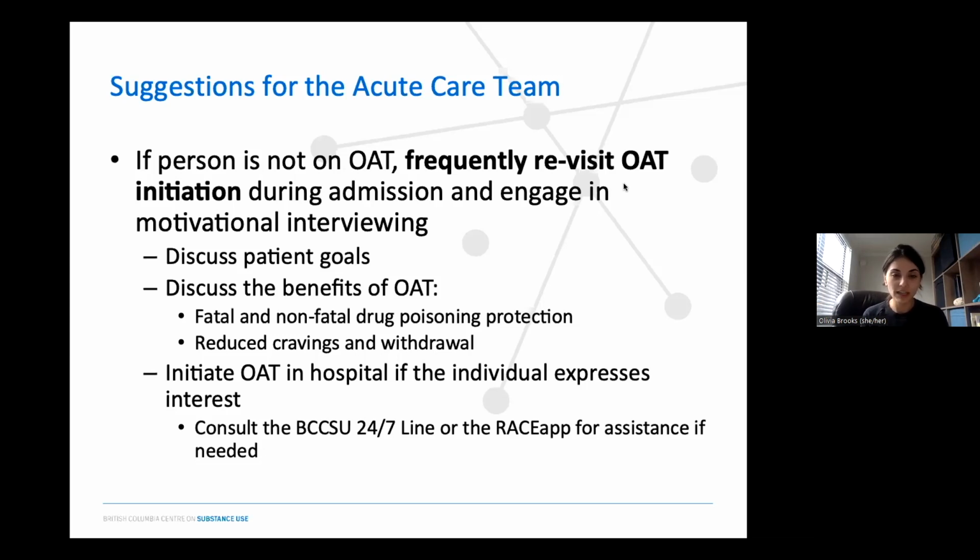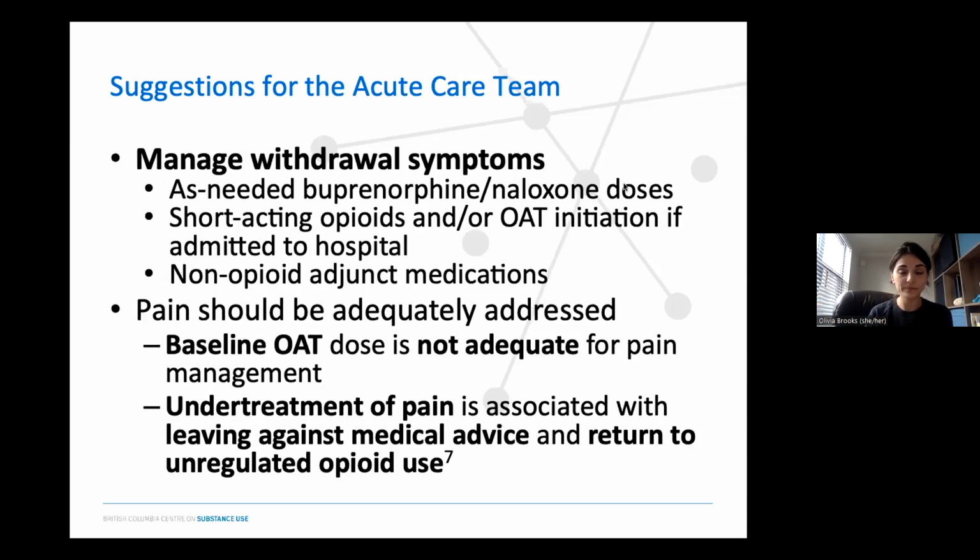If you need any help with doing this, like if you don't have that much experience with OAT, but the patient is saying that they want to try it in hospital and it's appropriate, then you can always consult the BCCSU 24/7 line or the RACE app for assistance. Because again, if that's the right time, we want to strike while the iron's hot.